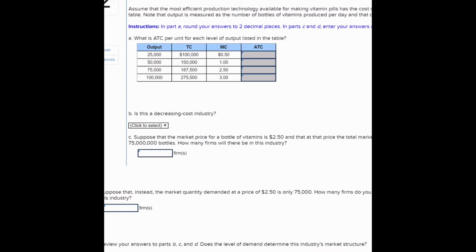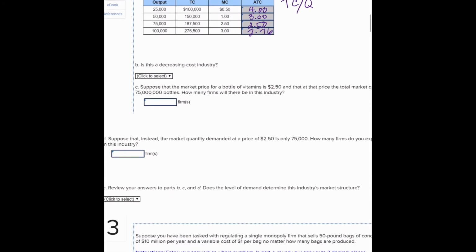So average total cost is total cost divided by output, or quantity in this case. So I'm just going to take 100,000 total cost for that first one divided by 25,000, and it tells me that it's $4. And continuing on, I'm going to do the same thing, total cost divided by output. So for the next one, I can see that's $3. Then we have $2.50. Then we have $2.76. So that's the first step that's important because we're going to be asked to evaluate that.